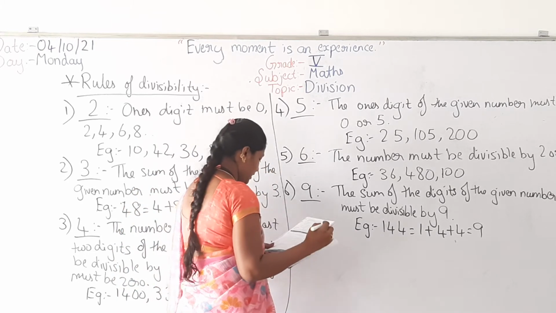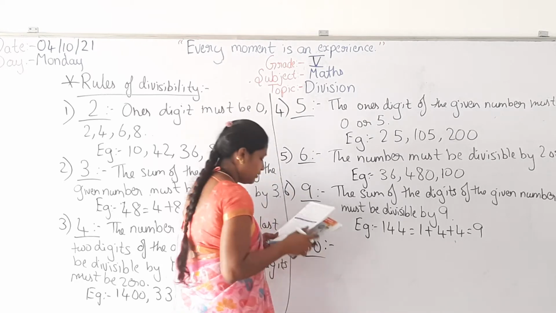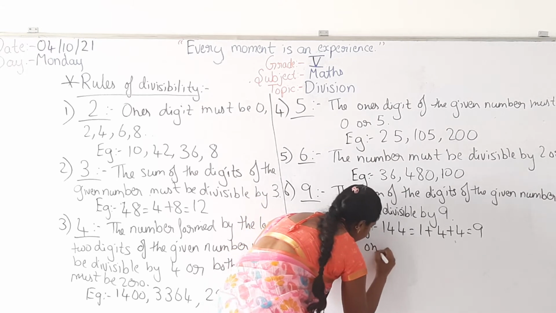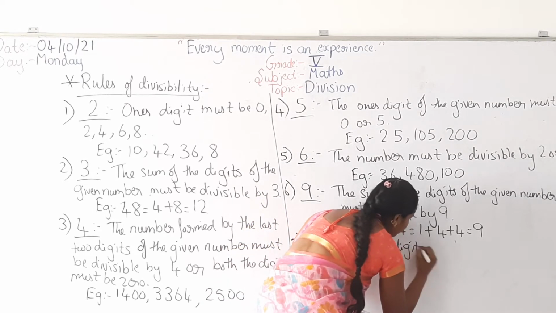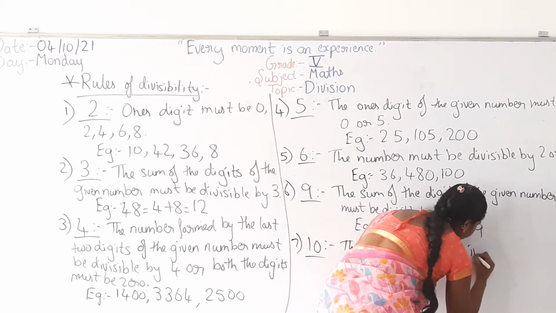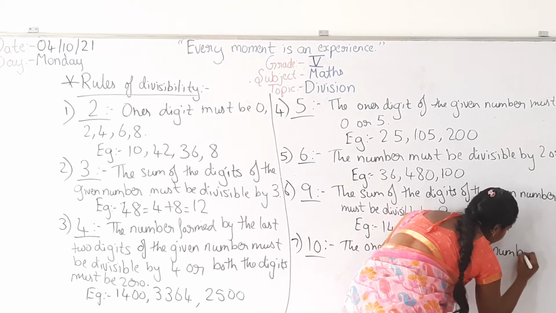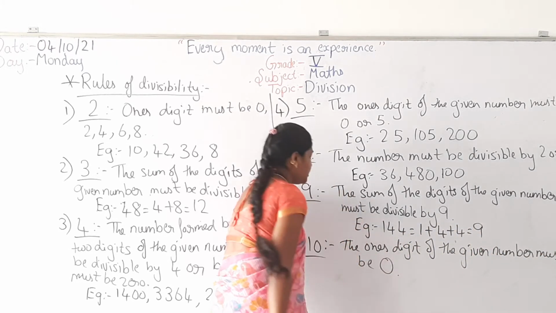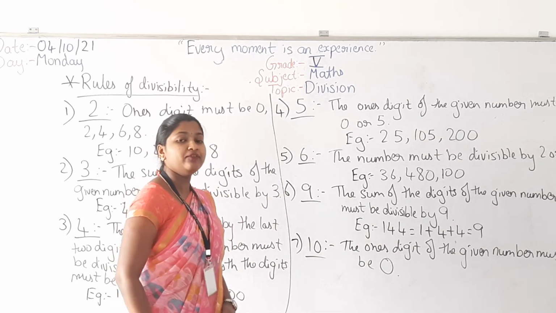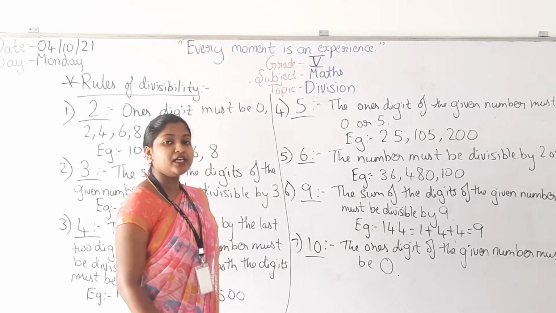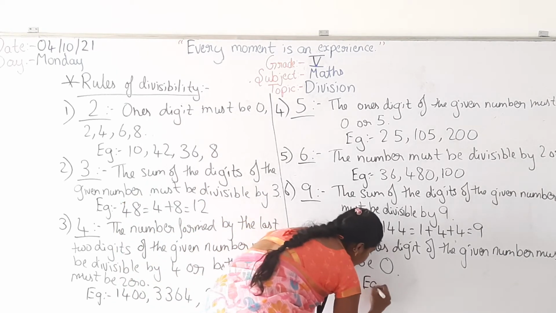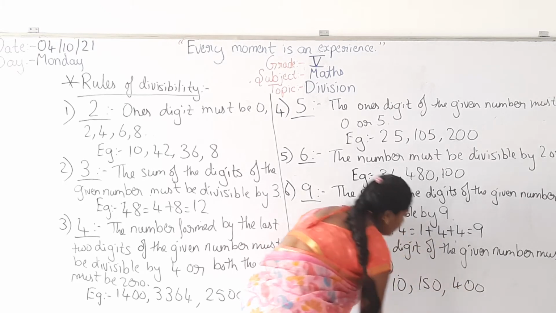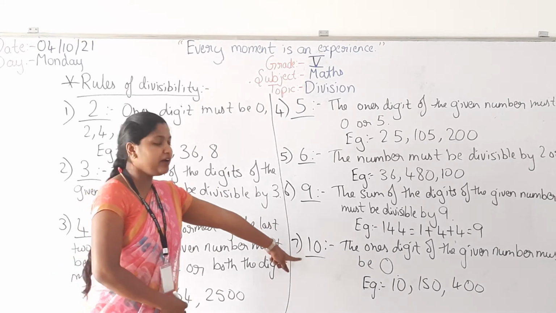Yes, next 7th number is 10. The condition for 10 is that the ones digit of the given number must be 0. Then only its divisor is 10. Example, 10, 150, 400. See, the number in the ones place is 0. So it is divisible by 10.